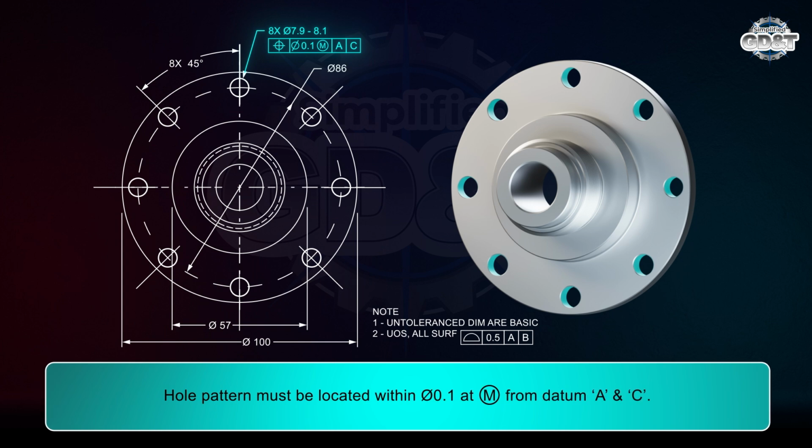Hole pattern must be located within diameter 0.1 at MMC from datum A and C.